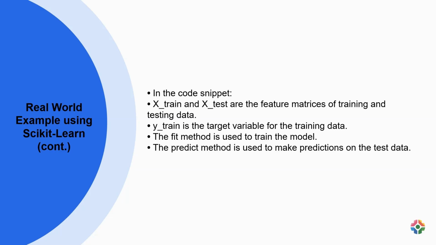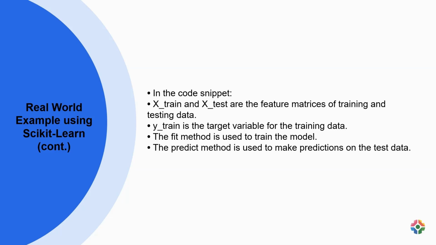The fit method is then utilized to train the machine learning model on the training data. This process involves the model learning patterns and relationships within the data to make accurate predictions. Subsequently, the predict method is applied to the testing data, X-test, to generate predictions based on the trained model. These predictions can be compared against the actual outcomes, Y-test if available, to evaluate the model's performance on unseen data.